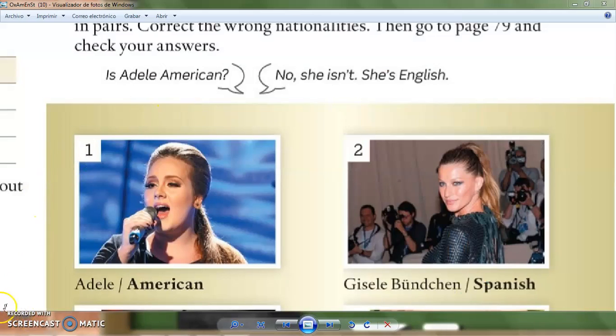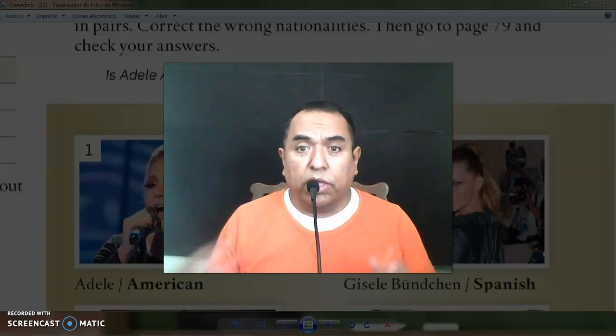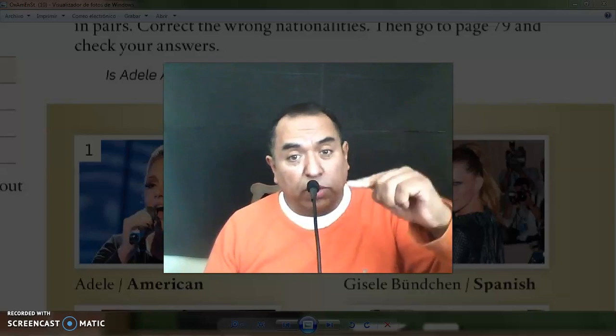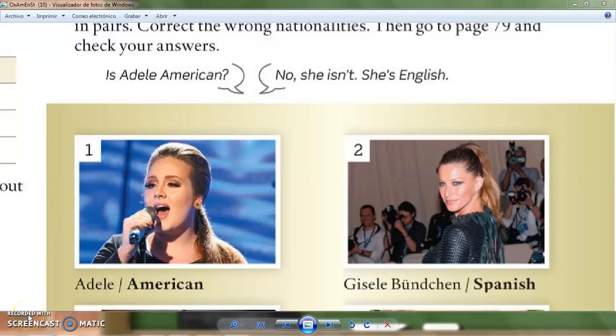In the following part, what you're going to do is to answer the questions according to the model provided, to make the question and to answer the question. Like this one. Is Adele American? And there you have the verb to be at the beginning. Is Adele American? No, she isn't. She's English. That's what you're going to do for each of the examples.